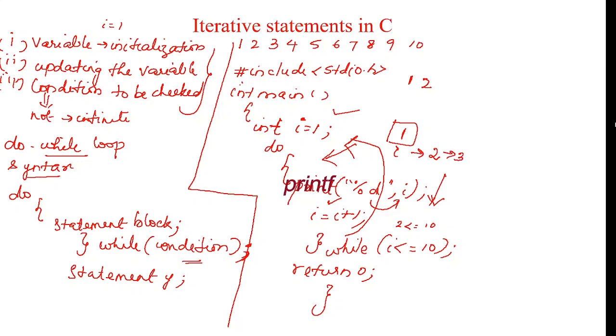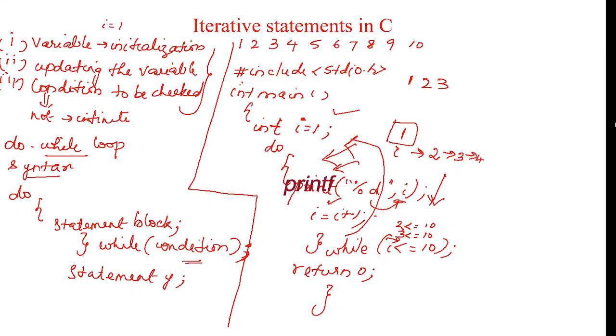Okay. So again it will check the condition. Whether 3 is less than or equal to 10, yes, it is true. Again it goes and executes the looping statement. So it will print I. Now the 3 will be printed in the output window. Now after printing I, what will be the next step? It will increment 3 plus 1. Now I will become 4.